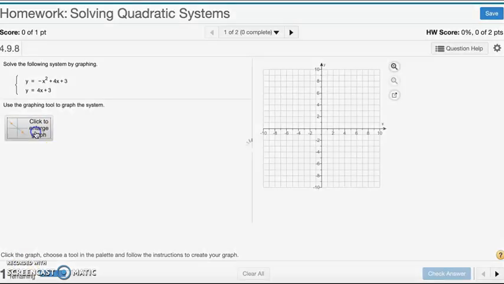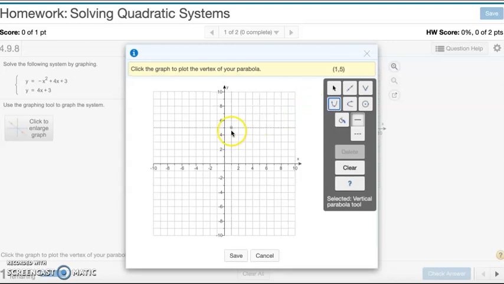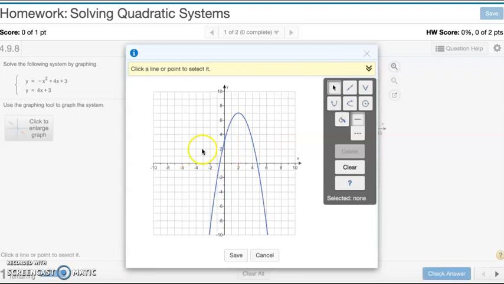So click to enlarge the graph, choose the parabola, and my vertex, we said, was 2, 7. Now the y-intercept is 0, 3, so go to 0, 3. So there's my graph. Always start by graphing the vertex. Now let's graph my second equation, which is a line. So I have y equals 4x plus 3.